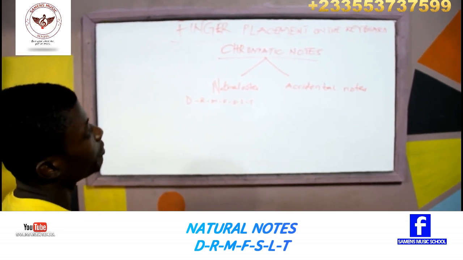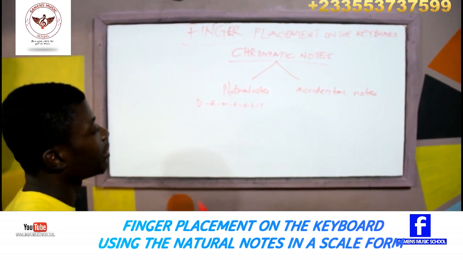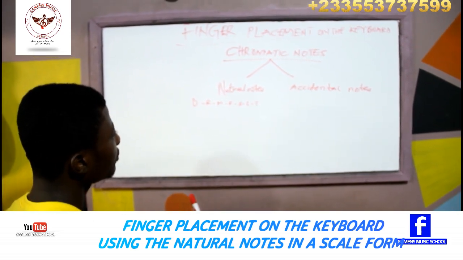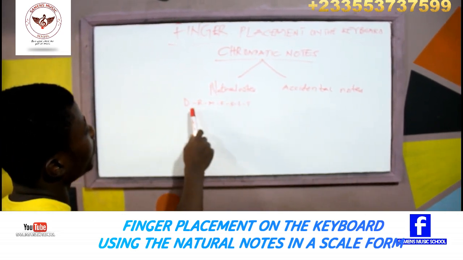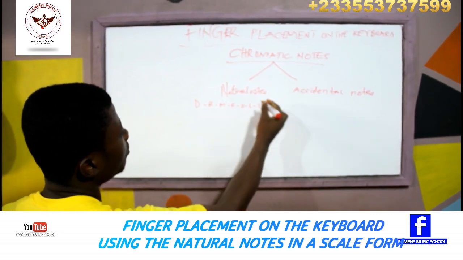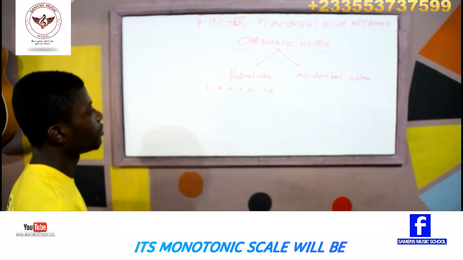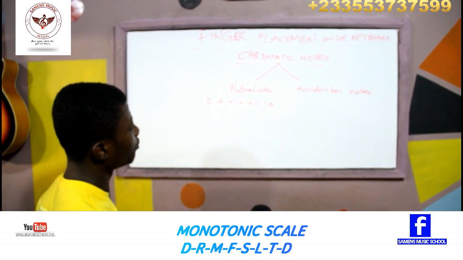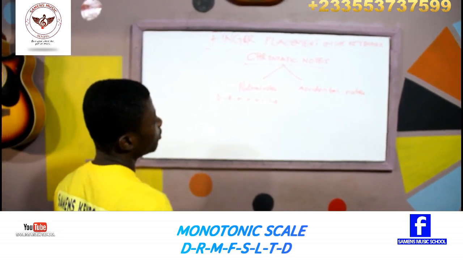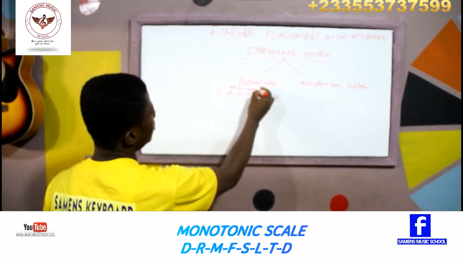And today, the main topic is finger placement on the keyboard. We will start with the right hand coordination. I'll play it on the keyboard for you to see. The natural notes here are Do, Re, Mi, Fa, Sol, La, Ti, as I said. And for us to make it a monotonic scale, you have to add Do to it. So here it is: Do, Re, Mi, Fa, Sol, La, Ti, Do, making it a monotonic scale.